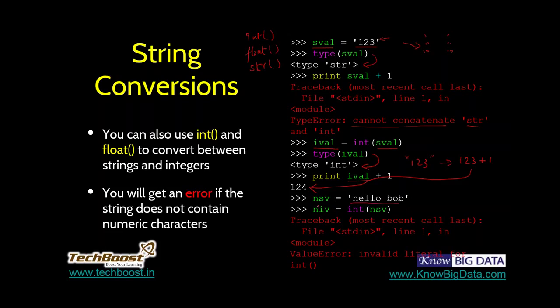The last one is important. We have a string nsv, which is hello Bob. Now we're trying to use a conversion function int over nsv, and see, we got an error, invalid literal for int. Since this string does not contain numbers, we get the error. This is an important aspect. You would be using these conversion functions very frequently for your day-to-day project purposes. Alright.